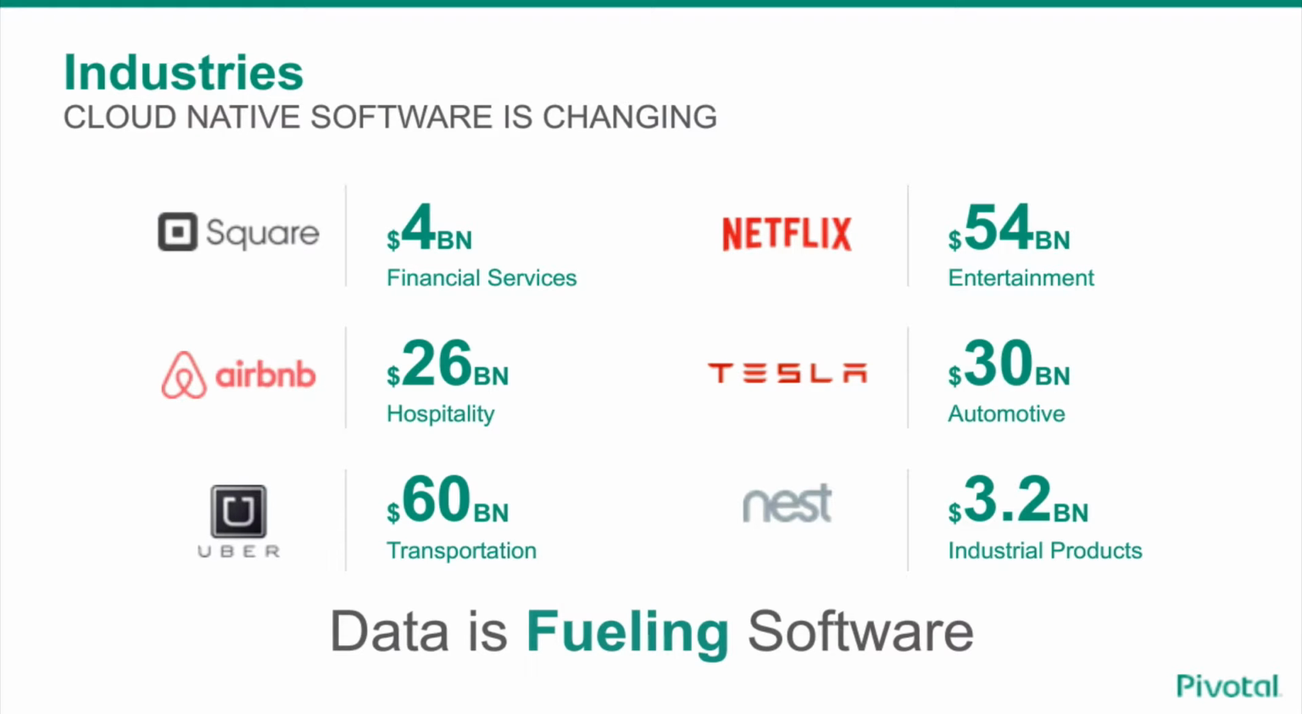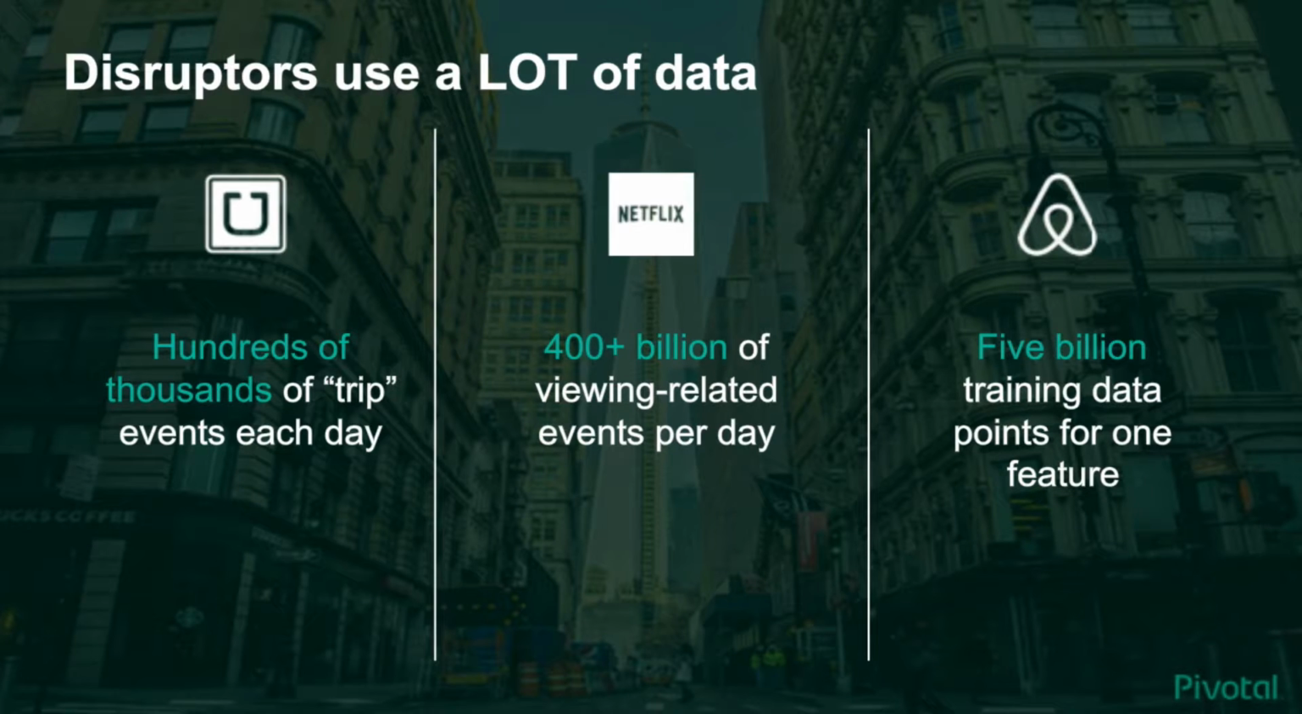Just to give you some examples, Doug talked a little bit about Uber a moment ago. Uber processes data associated with hundreds of thousands of trip events every day. Another company you're probably familiar with and perhaps a customer of, Netflix, processes over 400 billion viewing-related events or transactions each day. And then Airbnb processes and analyzes over 5 billion training points just to support one feature in its application.